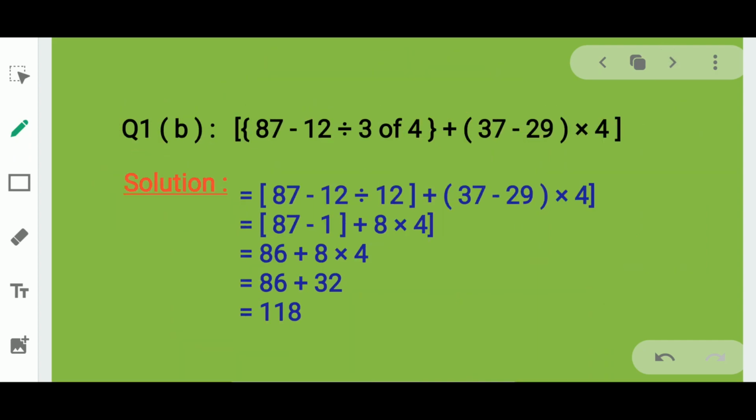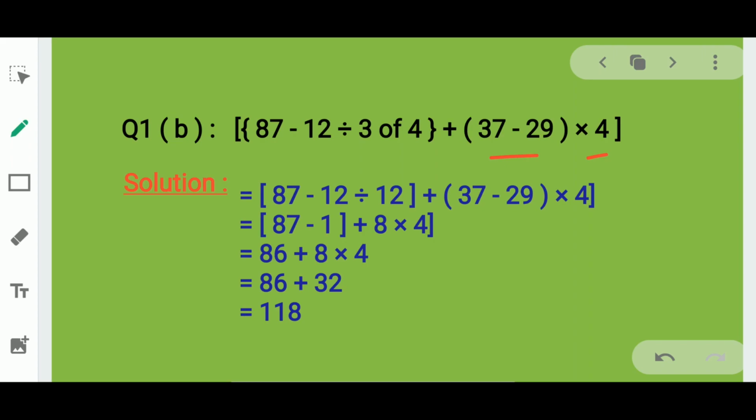It is exercise 1.5 and question number 1b. It is part B of question number 1. Here, big bracket, in curly bracket 87 minus 12 divided by 3 of 4, curly bracket close, plus small bracket 37 minus 29 multiply by 4, big bracket close is written.